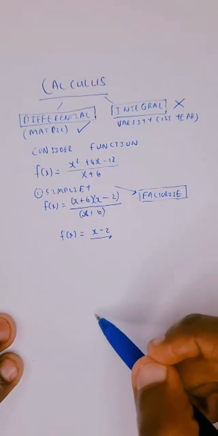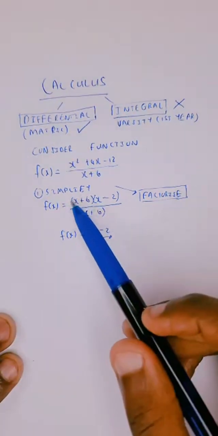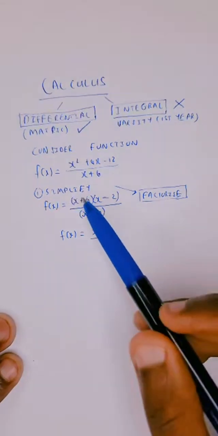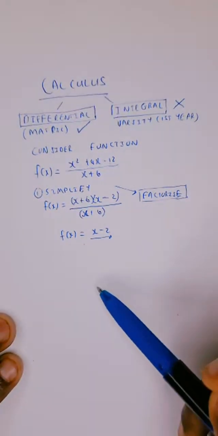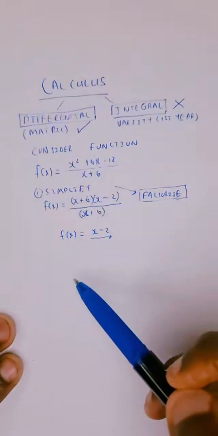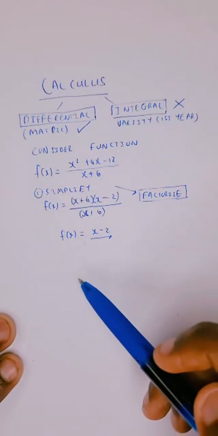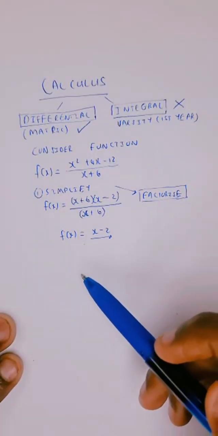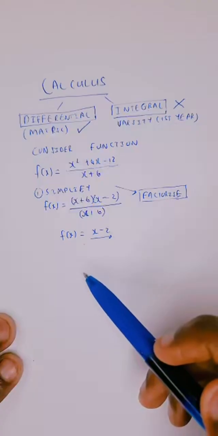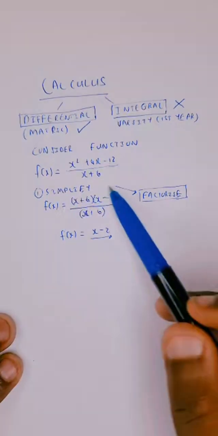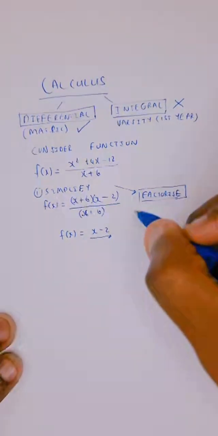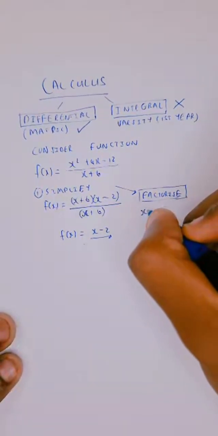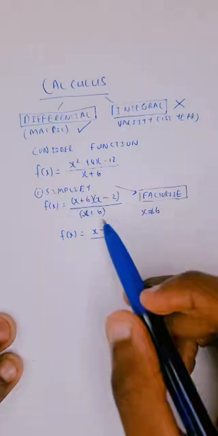The reality is that we are only able to cancel x plus 6 and x plus 6, and we are left with x minus 2 in the numerator. Now, this function tells us that x cannot be 6.